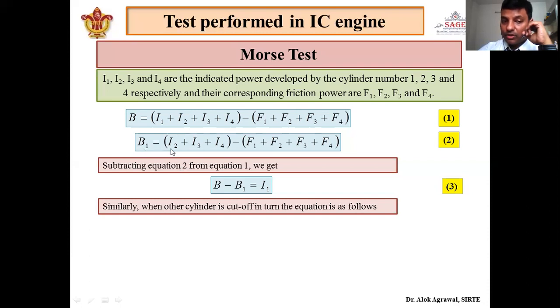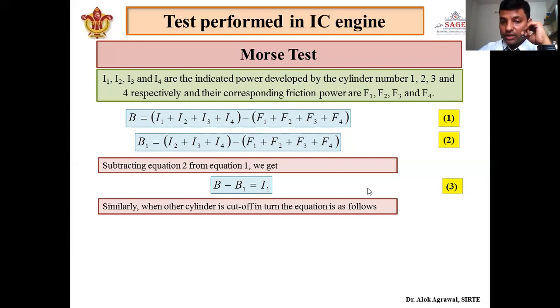In case of B2, what will be there? I2 will not be there. I1 plus I3 plus I4 will remain the same. In case of B3, I3 will not be there. In case of B4, I4 will not be there. The rest three will be there, because 3 cylinders are working. It means 3 cylinders' energy is getting produced.